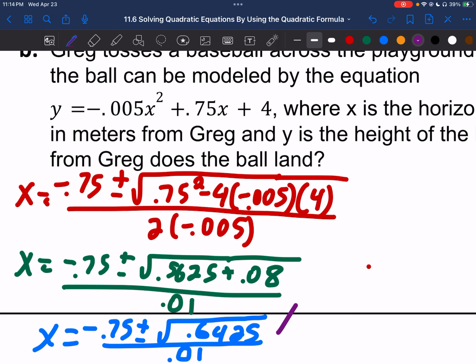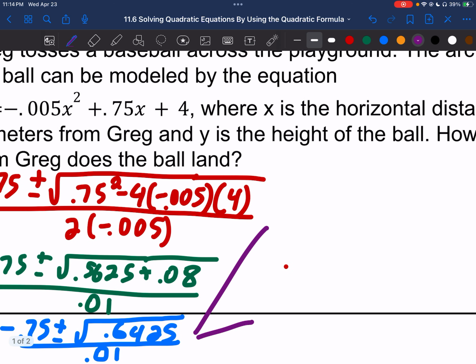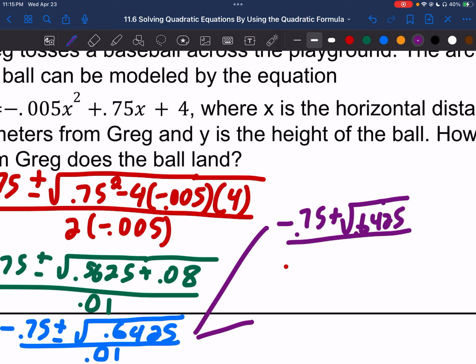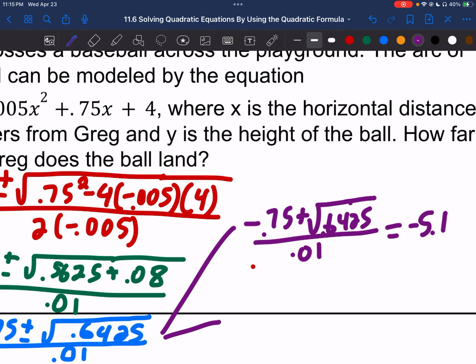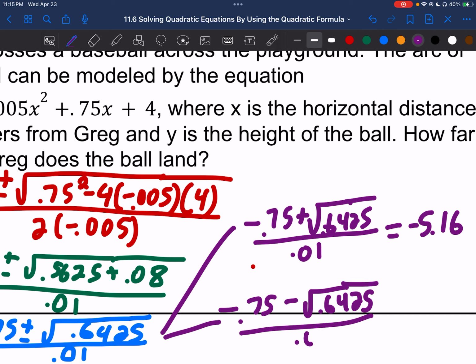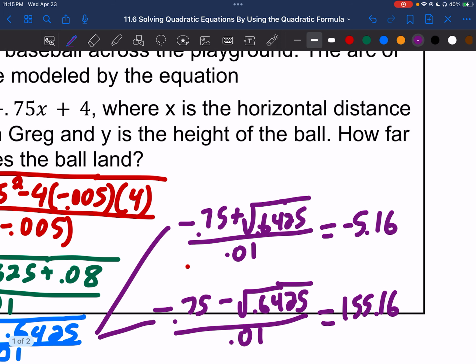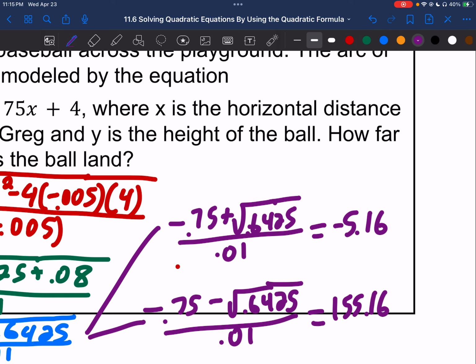And now we split it into two equations. Negative 0.75 plus the square root of 0.6425 over 0.01. And when I do that calculation, I get negative 5.16. My second one, negative 0.75 minus the square root of 0.6425, and divide that by 0.01, and I get 155.16. You'll notice I'm rounding to the hundredths place. I think that's a pretty reasonable place for us to measure.